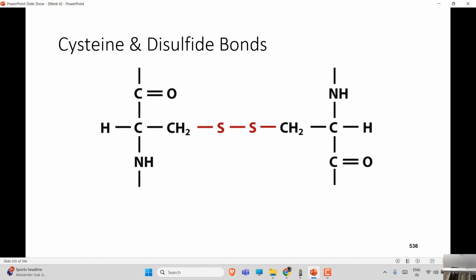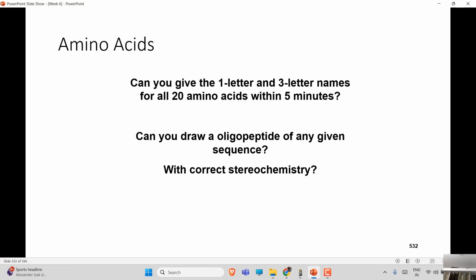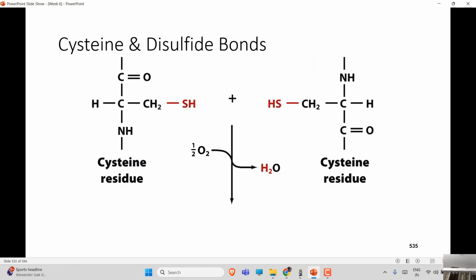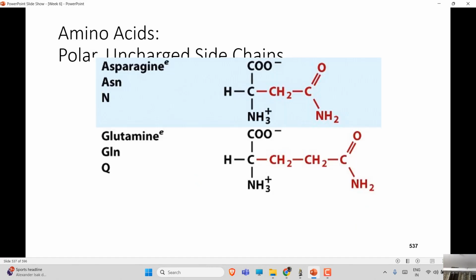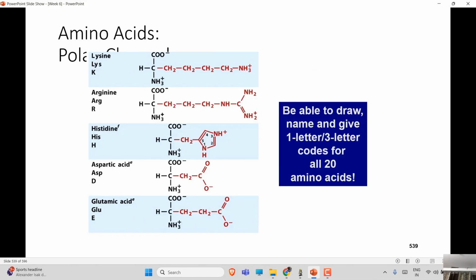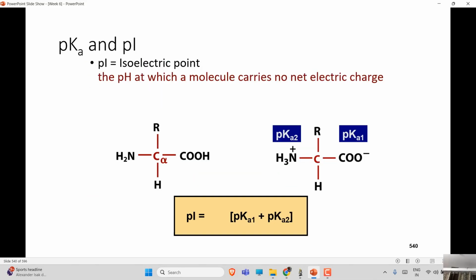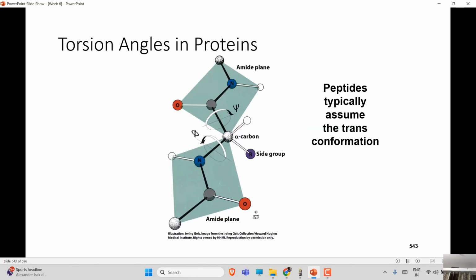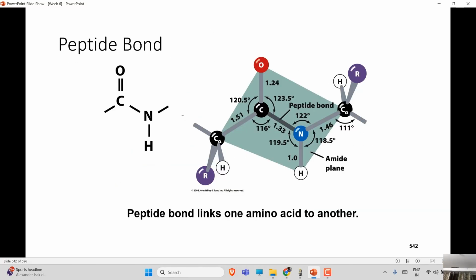We are now going to get into the experiment. Now, amino acids, if you talk, you know about the different structures of the amino acids, right? Cysteine and the disulfide bonds, polar uncharged side chains, polar charged side chains, and all of that. We know about pK and pI. pI is the isoelectric point, the pH at which a molecule carries no net electric charge, and all of that. We know if we can draw a polypeptide, how a peptide bond looks basically.